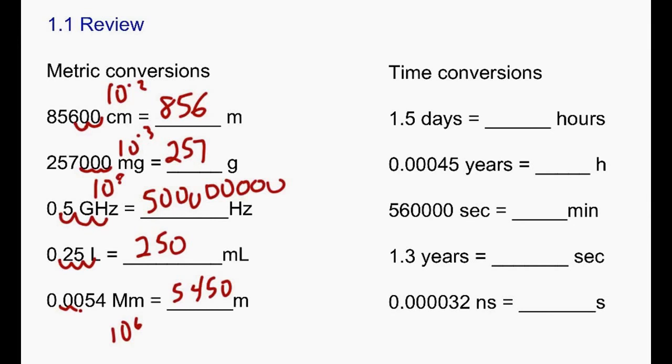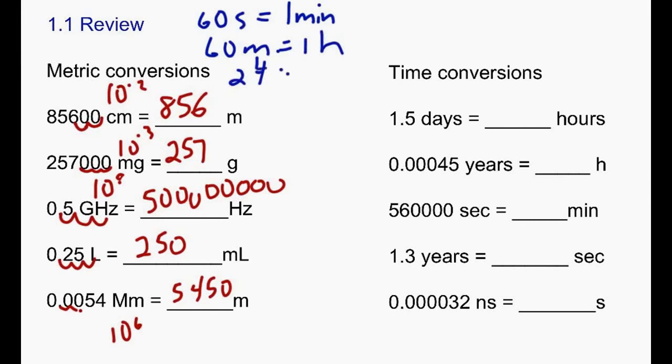But time is one of the ones that's totally different. So what you just have to remember is what the standards for time are. The key thing is you have 60 seconds equals 1 minute, and then there's 60 minutes in 1 hour. There's 24 hours in 1 day, 7 days in a week, 365 days in a year, that type of thing.